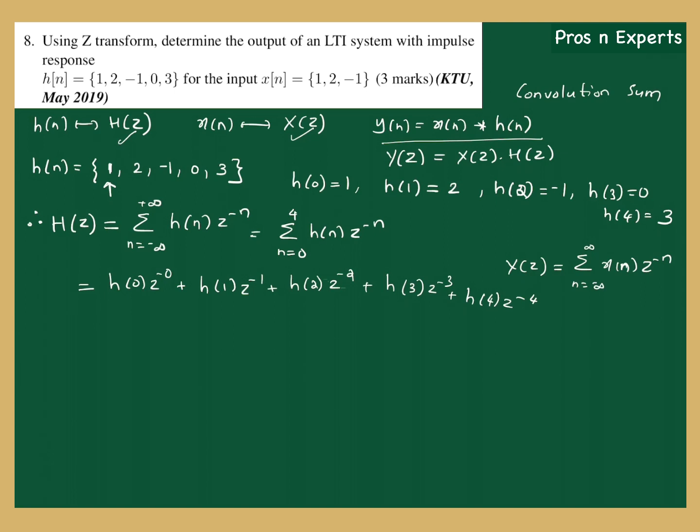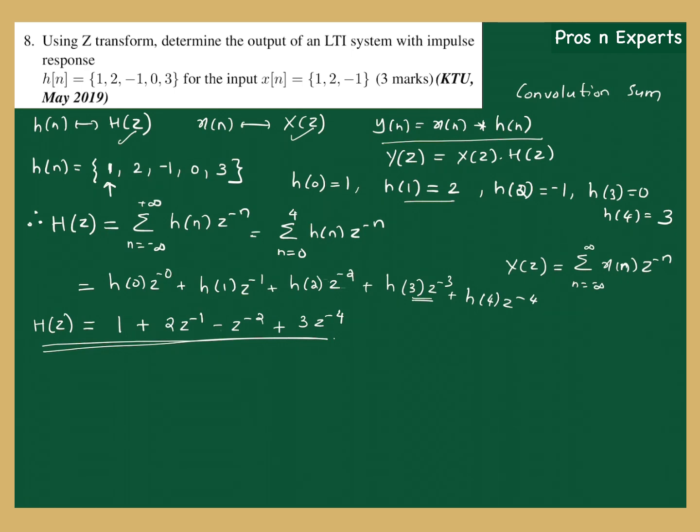Okay, so this is equal to, what is h(0)? h(0) is 1. So 1 into z raised to 0 is 1 itself, plus, what is h(1)? h(1) is 2. So 2 into z raised to minus 1, plus, what is h(2)? h(2) is minus 1. So it is minus z raised to minus 2, plus h(3) equal to 0, so that term becomes 0, and h(4) is 3, so 3 into z raised to minus 4. So this is the z transform of h(n), that means H(z).